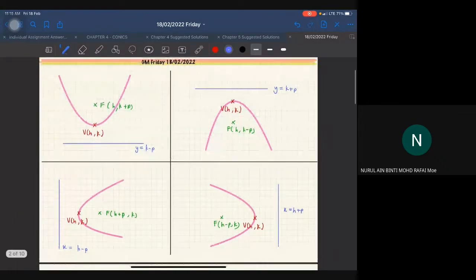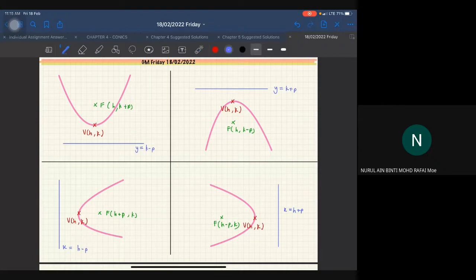Okay, so ini adalah kita punya bentuk graf kita. Okay, so dekat mana foci sepatutnya berada, dekat mana vertex and also directrix sepatutnya berada for each of the shape that you have. Okay, so settle bahagian shape. Kita tengok dia punya equation pula.